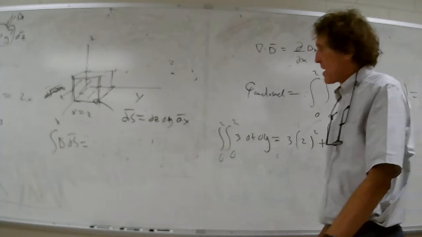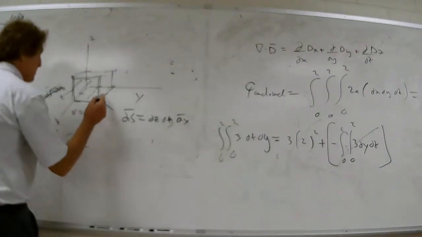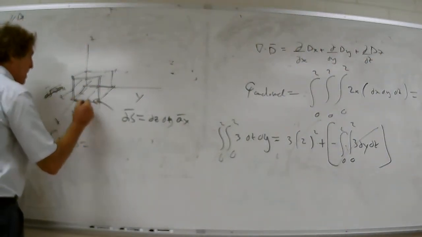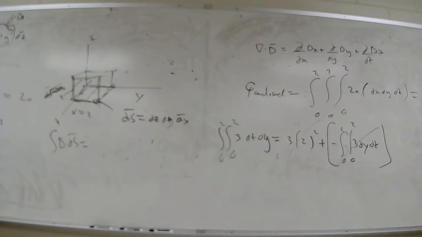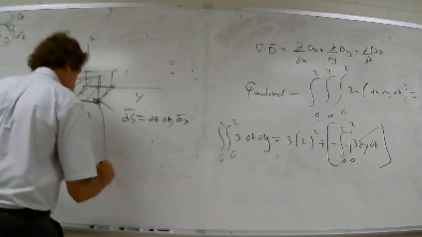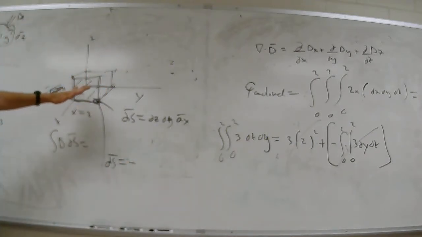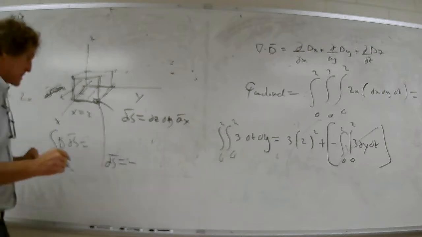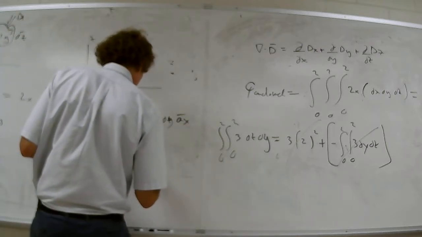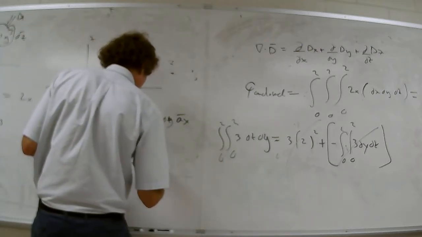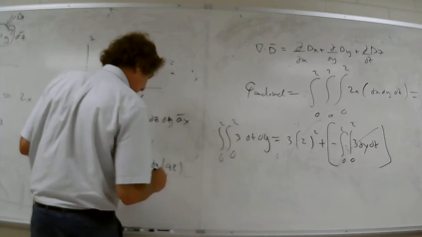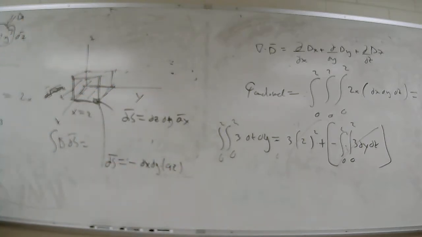Now, the top and bottom. Let's go to the bottom. The bottom here is y equals 0. Do you agree, class? And for the bottom surface, what would dS be? Class? dx dy. That's right. It's in the minus az direction, so minus dx dy az, correct? I put the minus sign there. You all agree with that?